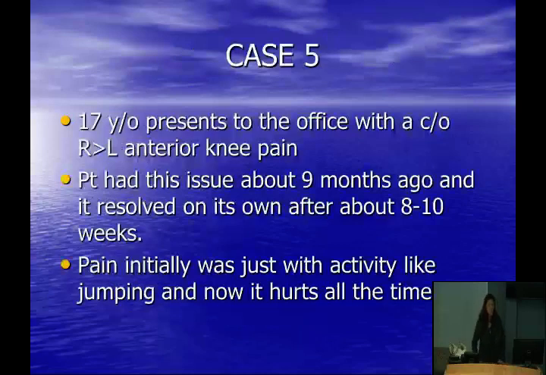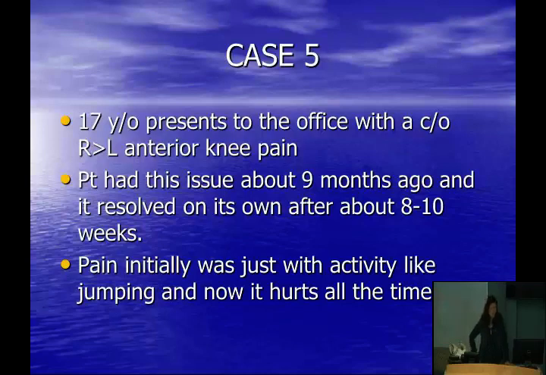All right. Case 5. So we have a 17-year-old who presents to the office with a complaint of right greater than left anterior knee pain. So we're in the anterior knee again, so we got to think about a list over there. He had this knee pain about 9 months ago also. Exact same thing. And it resolved on its own in about 8 to 10 weeks. Went away on its own, now it's back.